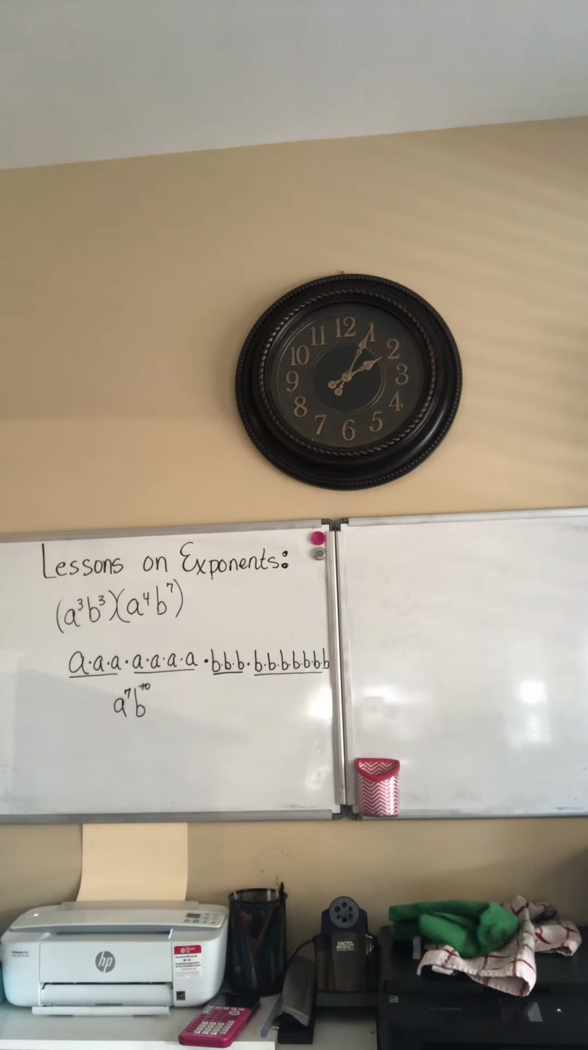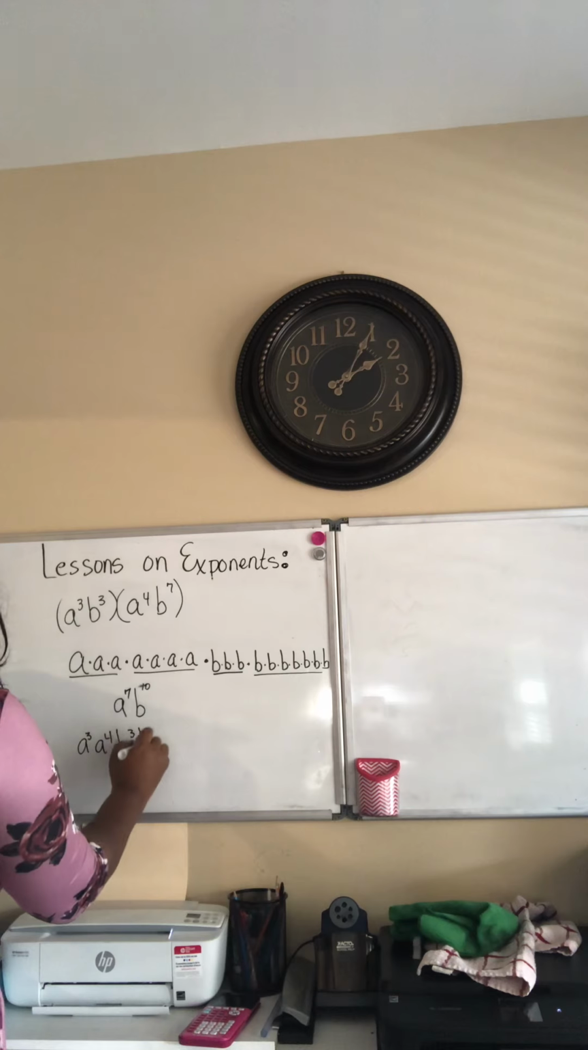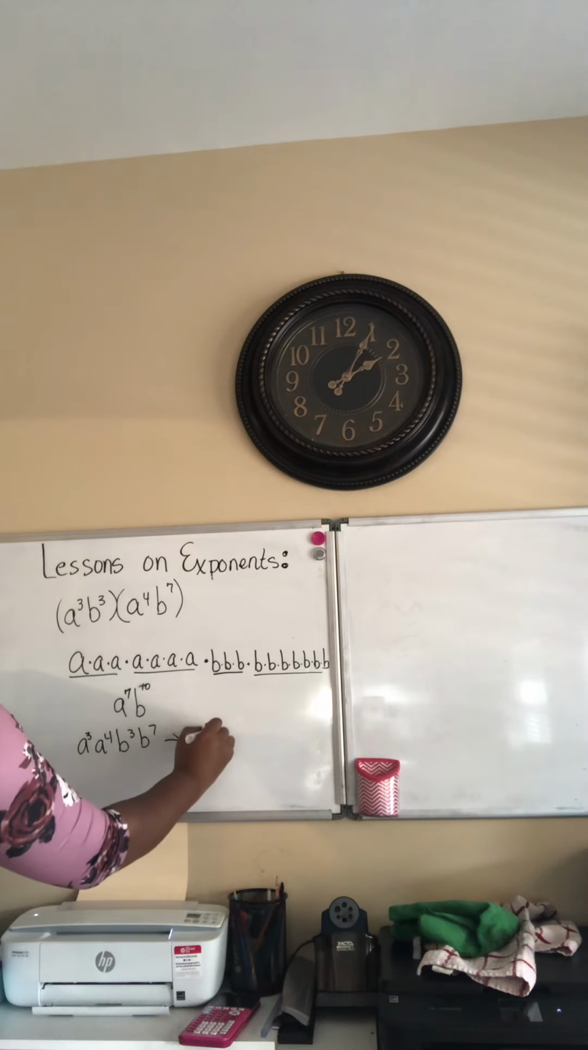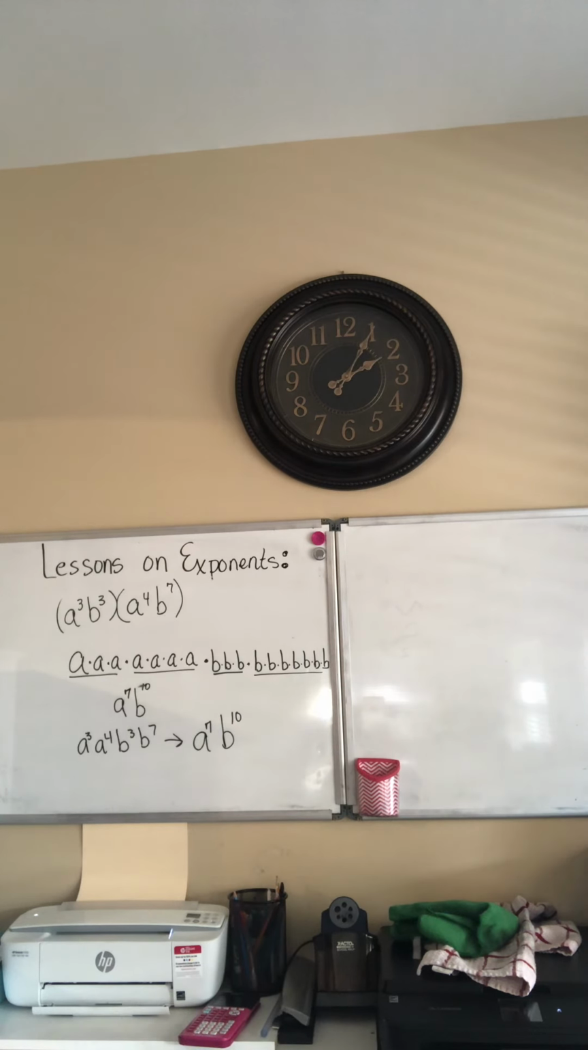Okay? So, what we could have done is looked at this and realized that we had a cubed, a to the 4th, b cubed, b to the 7th, and just added these exponents. So we have a to the 7th power, we have b to the 10th power. Okay? So, this works no matter which way you do this. Okay?